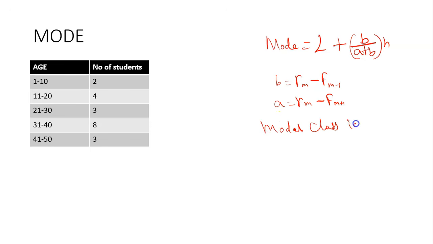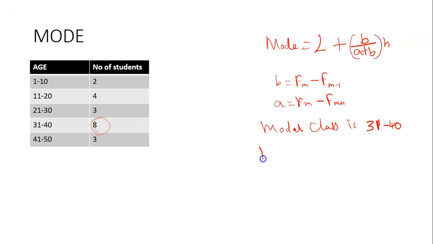So the modal class is class. Now, to know the modal class, you need to check the class that has the highest frequency. So which class has the highest frequency? It is this place. This is the highest frequency, 8. 8 is the highest. So class 31 to 40 has the highest frequency. So you say the modal class is class 31 to 40. I think the median class was 31 to 40. It's just a coincidence. Okay. In some questions, the median class will not be the modal class. Okay. This is just a coincidence. Okay. So the modal class is class 31 to 40.